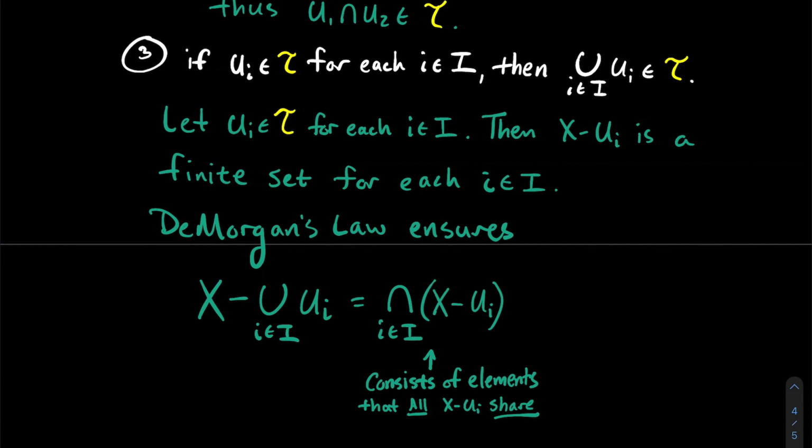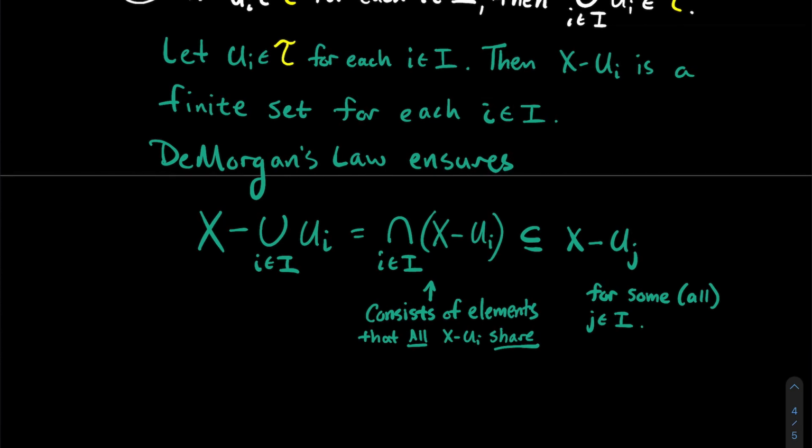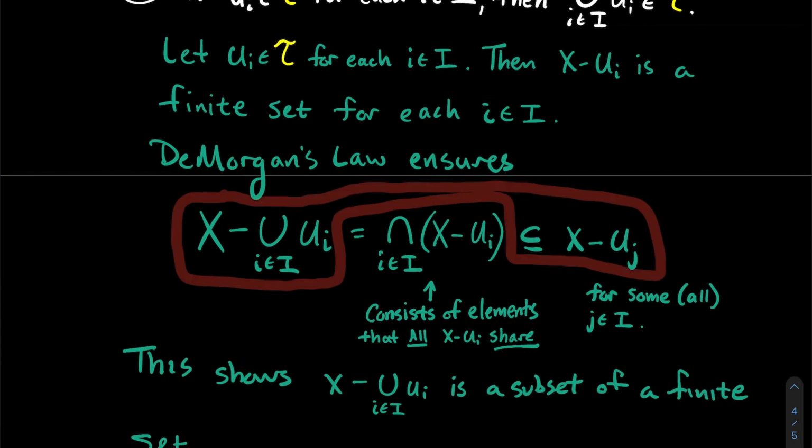But if it's in every single one of them, then it's in X minus U_j for some j. Really, the intersection of all of these X minus U_i would be in each individual X minus U_i. All I really care about is that it's in one of them. So let's just say it's in X minus U_j for some j. I'm picking that off to emphasize that we just showed that the complement of the union of all these U_i is contained in some finite set. Right? I know X minus U_j is a finite set.